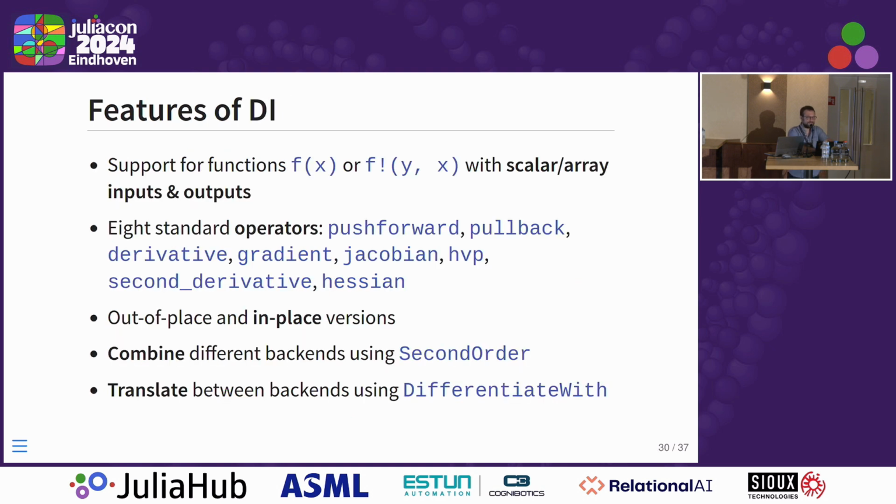Now, it has several features that I want to briefly mention. It supports right now only scalar or array inputs and outputs with either one argument or two arguments, but we're going to probably work on that Saturday. It has the standard operators that you would need in your day-to-day life, pushforward, pullback, and then derivatives, gradients, Jacobians, even higher order like Hessians. For the weird people in the back who want higher order differentiation, third order, fourth order, don't look at me. I won't do it. There's out-of-place and in-place versions, and you can have a few niceties like combining different backends or translating between backends. If something is differentiable with one but not the other, you can sort of translate under the hood with this structure.